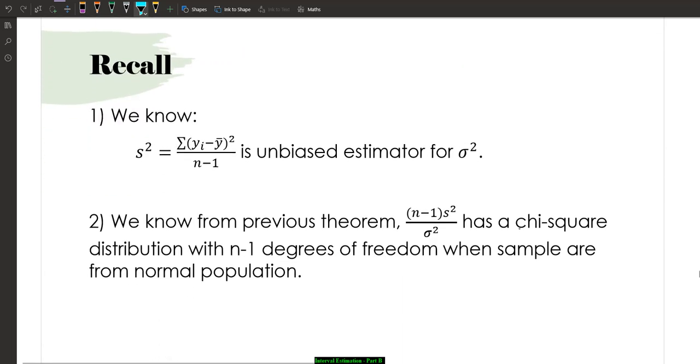Let's recall some theorems from chapter 1. We know that the sample variance, the formula being the summation of (yi minus mean of y) squared, divided by n minus 1, is an unbiased estimator for the population variance. This we already know from the previous topic. We also know from a previous theorem that (n minus 1) s squared divided by sigma squared has a chi-squared distribution with n minus 1 degrees of freedom when the sample is from a normal population. We need to recall these two theorems.